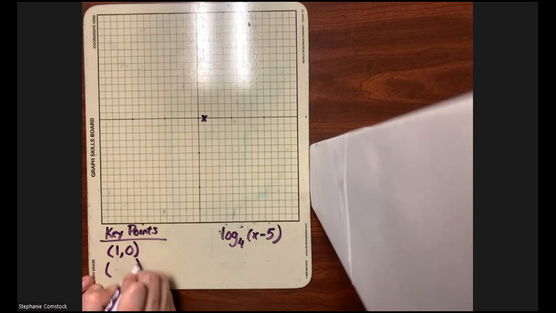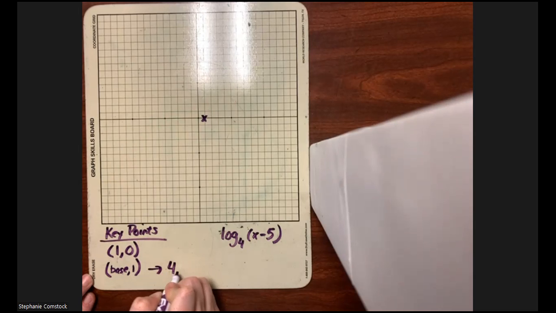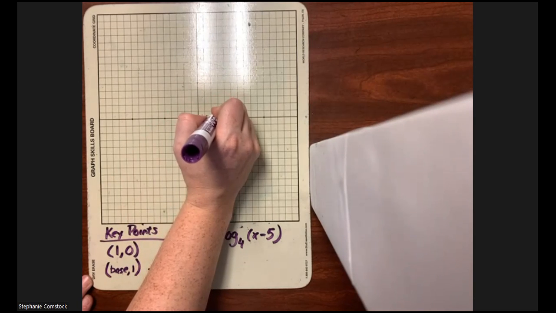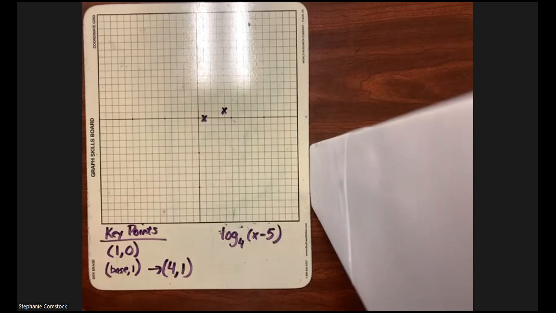Now, I'm also going to use base, comma 1. Remember, I used 1 base on the other one. So in this case, I'm going to be using 4, comma 1 as my ordered pairs. So 1, 2, 3, 4, 1. Okay, so those again, I'm using my little X's here just to indicate where they were, and then I'm going to move it.